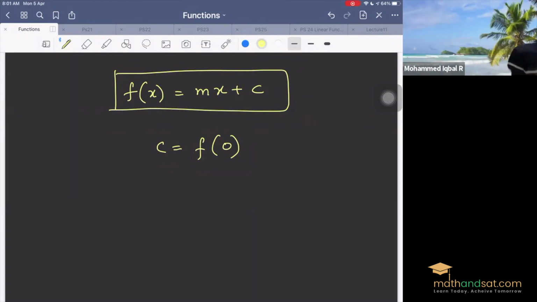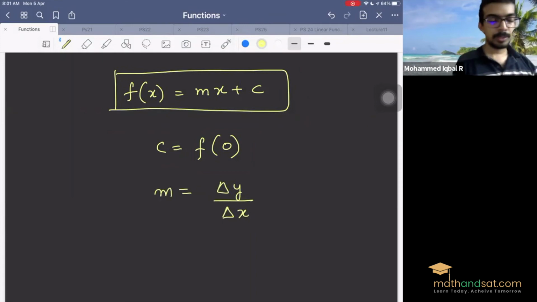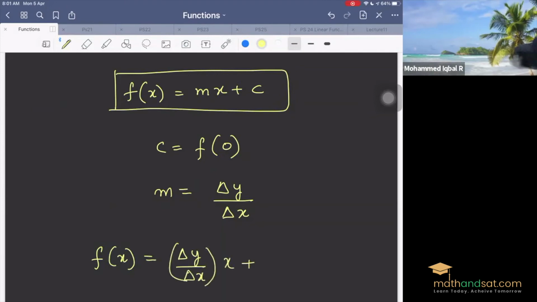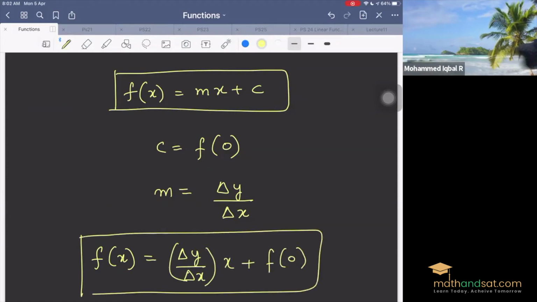And what is your M value? Your M value will be your change in Y value over change in X value. So you have to remember that a linear relationship can always be represented in this form.